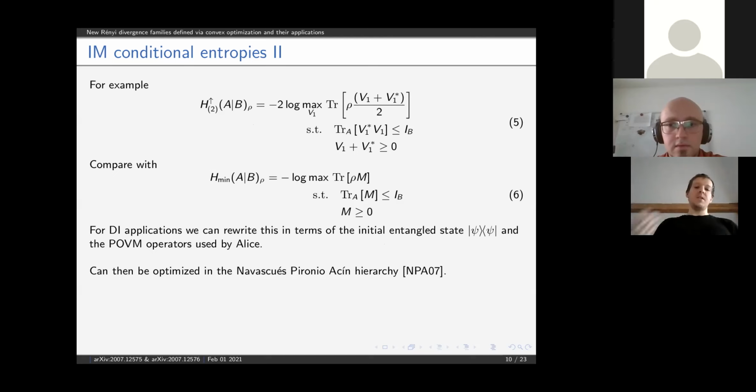And so for our device-independent applications, we'll follow the exact same procedure that you would when you wanted to optimize this min entropy here. So in the device-independent applications, this state here will be a classical quantum state that encodes the classical outcomes of the honest party's devices that's correlated with the quantum side information of an adversary. And once you have this set up, you can then rewrite this optimization in terms of the initial entangled state that was shared between the devices and the measurement operators that were used by the honest parties. And once you've done this, you can then optimize these conditional entropies fairly straightforwardly using the NPA hierarchy.